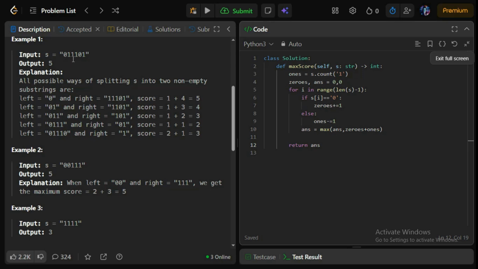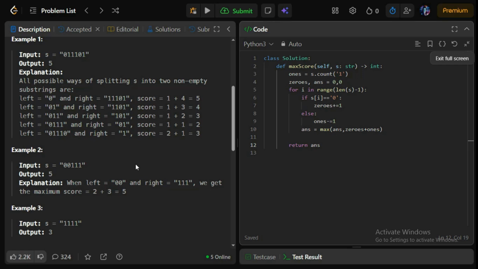Let's say we split it after 1 0. In the left substring we have 0 and 1, but we don't have to count the 1 in the left substring, so we count only the 0, which is 1. In the right substring we have 3 ones. When we add zeros and ones, we get 4 only. Same when we split after 2 ones, we have 1 0 in the left substring and 2 ones in the right substring, which gives us 3, and so on. So the maximum score from this string is 5. Same in examples 2 and 3 as well.